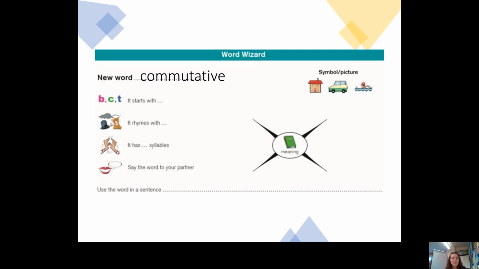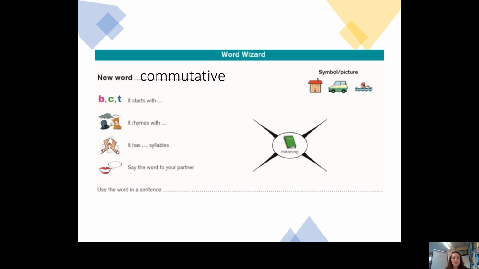So the word commutative begins with the letter C. Commutative rhymes with lots of things. Oh, I need your help, Year 4. Commutative, collutative, dilutative. There's quite a few words. I bet you thought of some really good ones too. Let's see how many syllables commutative has. Commutative. So 4 syllables. Now say the word commutative to somebody else who's in the room with you. Commutative. Now, can you remember what it means?